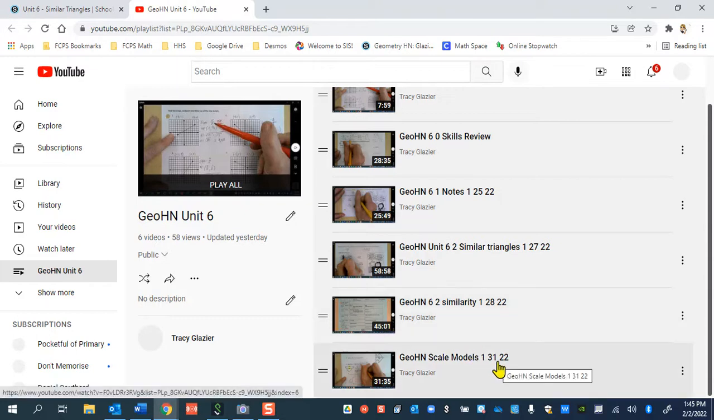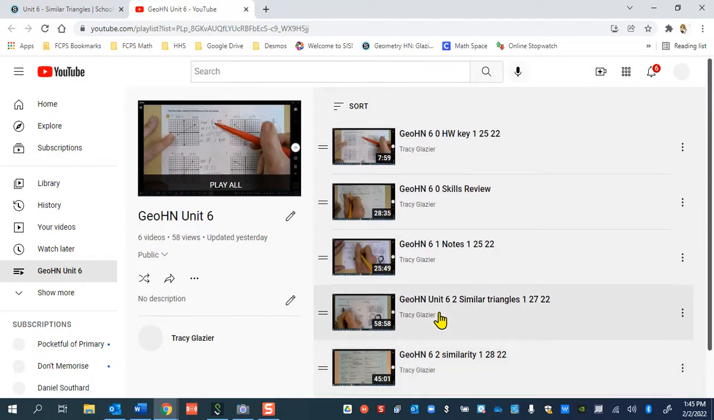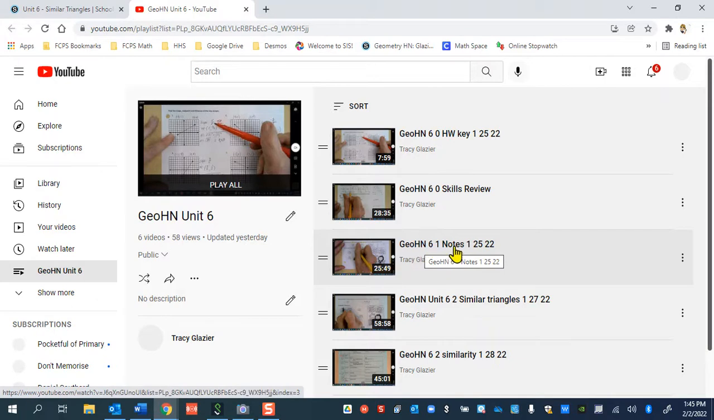So the date of the class, what we did, similarities, scale models, and the different notes. That way, if you're ever absent from class, it's an easy find where you can scroll through. The playlist gives you access to all of the ones from that unit, and you can see how long they are. You can click on them and see when I posted them. So these ones, 6-1 notes.